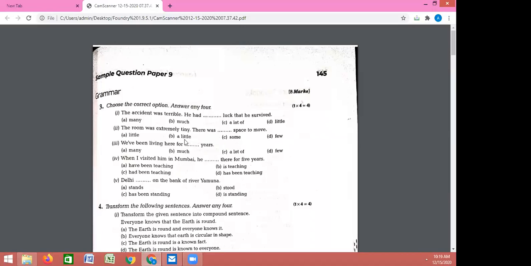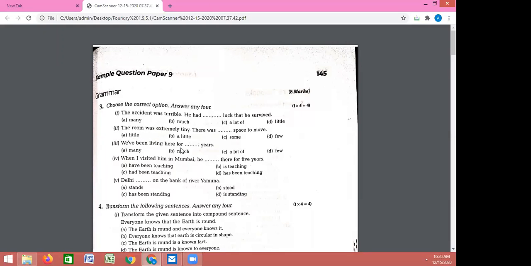So if we look at the right answer of this particular query, here we have to highlight little. Why? Just look at why. The room was extremely tiny. The room was very small. There was little space to move, that is, hardly any. A is the right choice and you are able to recognize that there was almost no space in the room to walk. I think there is no doubt in that.